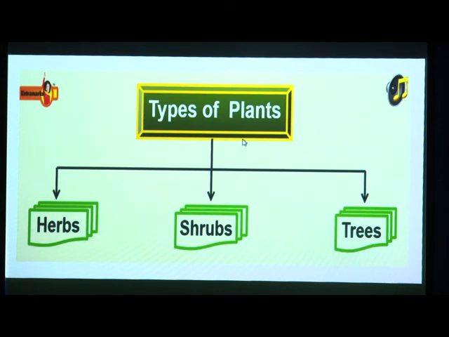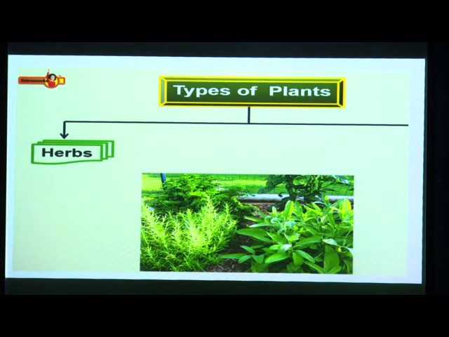Types of plants: as we have just seen, on the basis of size and the nature of stems, most plants are classified into 3 main categories. Those are herbs, shrubs and trees. Each category has different characteristics. Let us see one by one. Herbs. Herbs are small plants with green and tender stem. These are small plants which have a green stem, and those are very tender, meaning delicate.